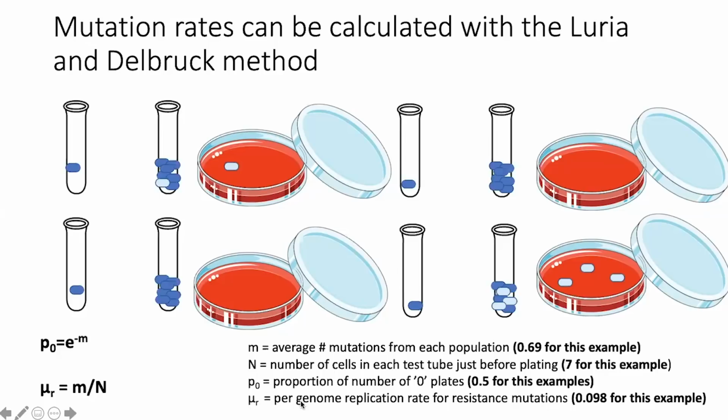Then mu R is the per genome replication rate for resistance mutations. And so you can just plug and chug and solve the problem. So basically, you can calculate the average number of mutations that occurred in these test tubes. But if you want to then get that number and make it more relevant, turn it into a per genome mutation rate. That's why you divide by N. That's the number of genomes that were in the test tube, and so that gives you the per genome mutation rate.